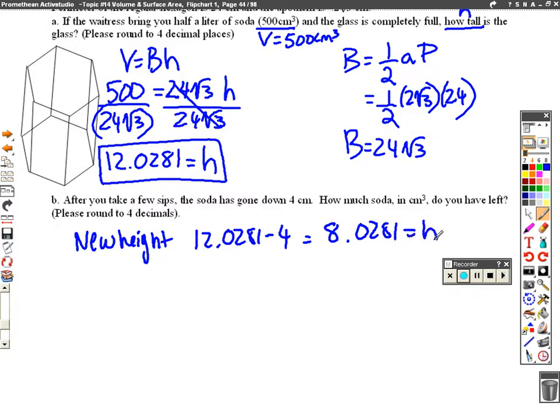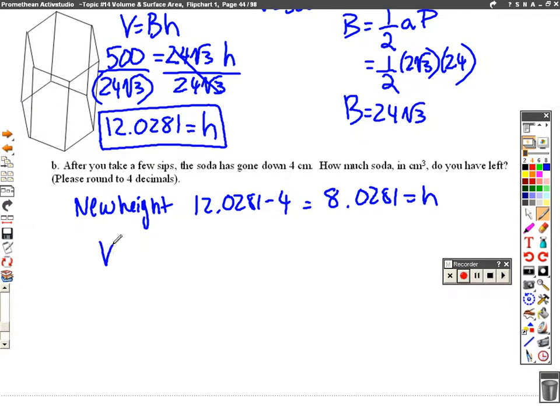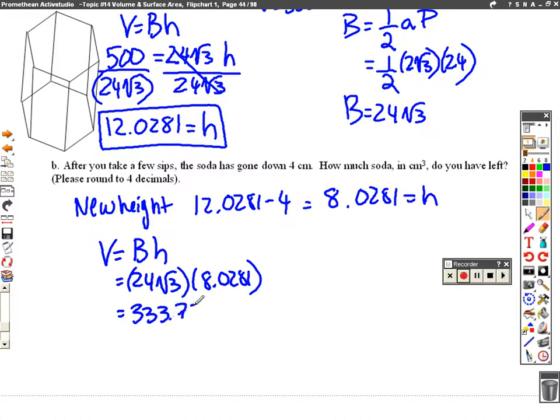And now we want to find the volume based on that new height. Well, the volume formula has not changed. Big B times h. Our big B, our base area, has not changed. That's still 24 root 3. But our new height is 8.0281. Type into my calculator all in one go. 24, the square root of 3, close the parentheses after the 3, times 8.0281. And I get 333.7218 centimeters cubed. All right.